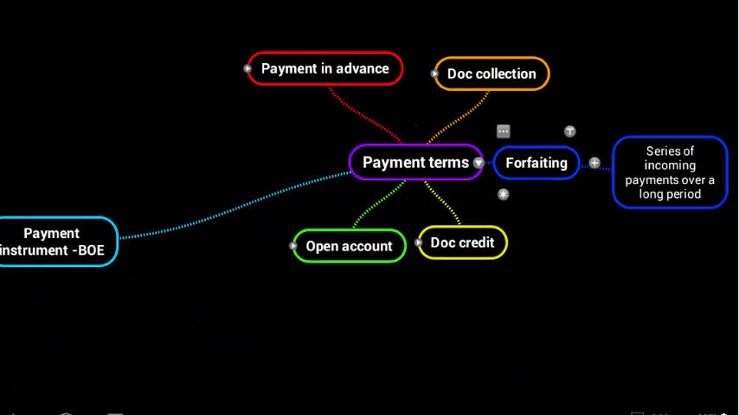Forfeiting. Forfeiting is, if there is a series of incoming payments over a long period of time, then those payments are purchased by a forfeiter and then a lump sum cash payment is made to the person who has these receivables. It is done in international trade, mostly for medium term.